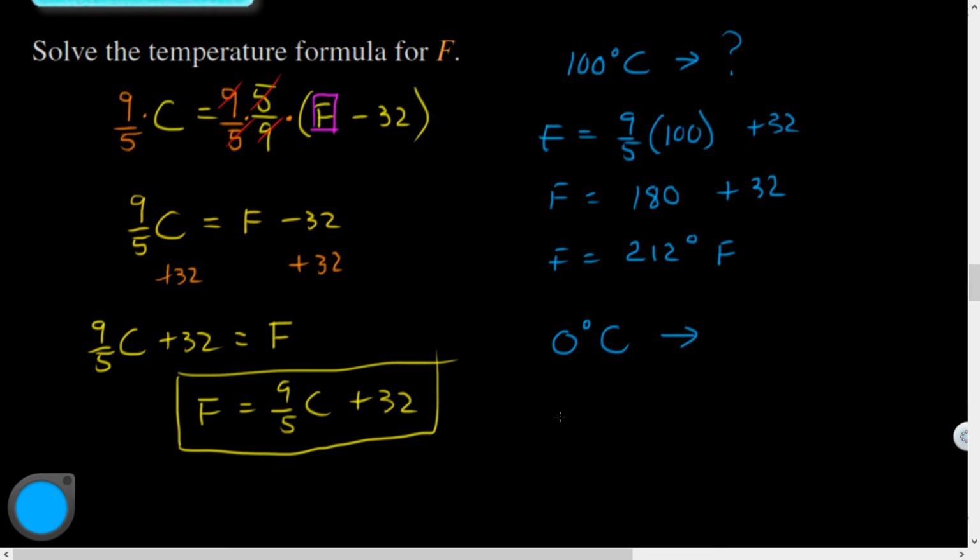Let's actually do that conversion real quick, just to show you. So F is equal to 9/5 times 0 plus 32. I get F equals 9/5. Anything times 0 is 0. And I get Fahrenheit is equal to 32 degrees, which is the freezing point of water. Question, comment?